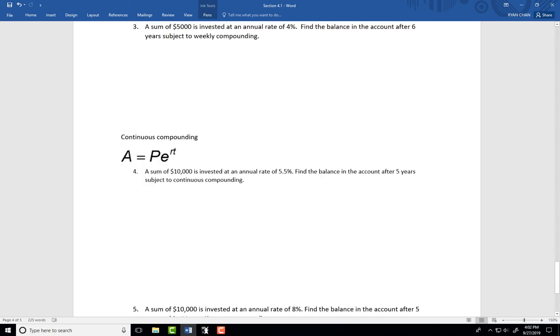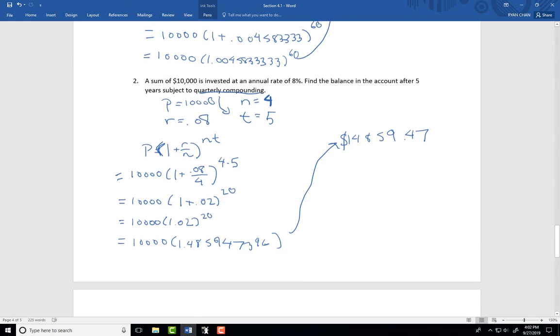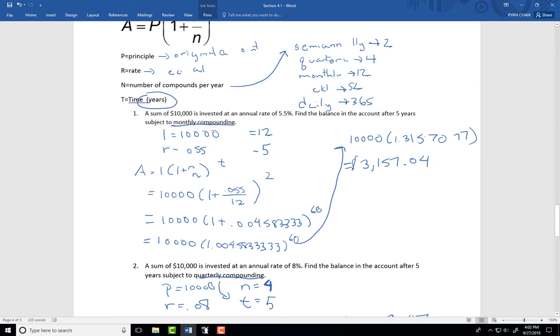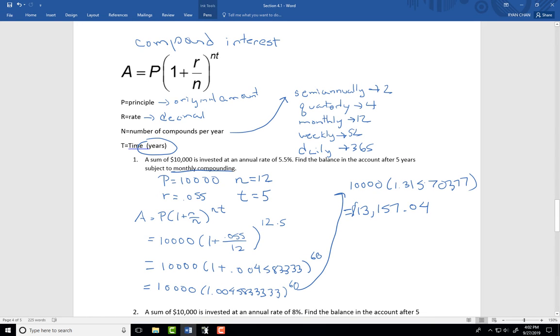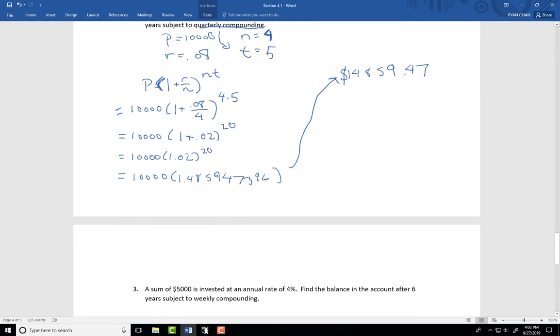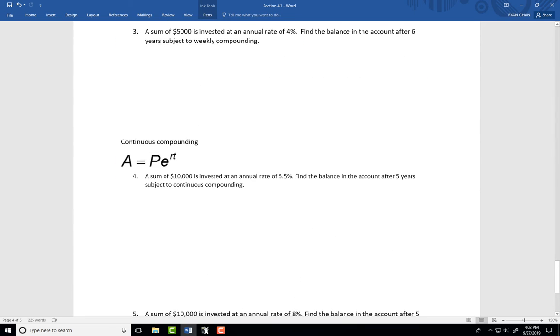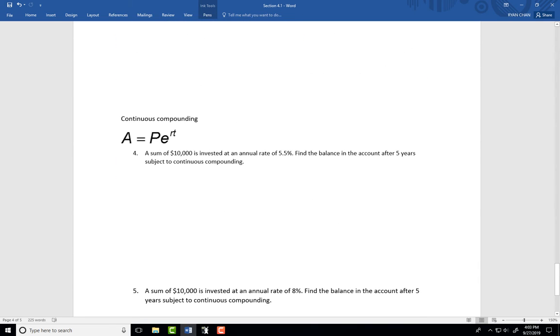Okay, so this is called compound interest. With regular compounding, you also have one more type, which is called continuous compounding. Whenever they say continuous compounding, this is the formula you're going to use. Notice that when you have continuous compounding, you don't have N, so you only have to figure out P, R, T.